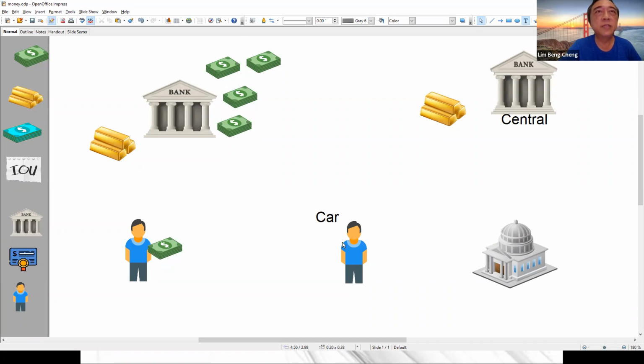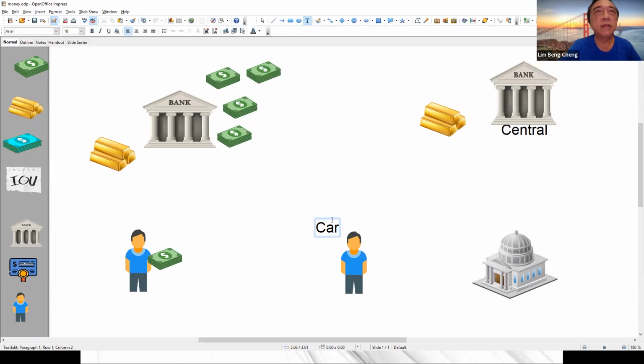So this person has a car. Okay, now I sell you my car. But before I can sell you the car, you must pay me the money. So he has some money, he pays, then he pays him the money. But if not enough, how?